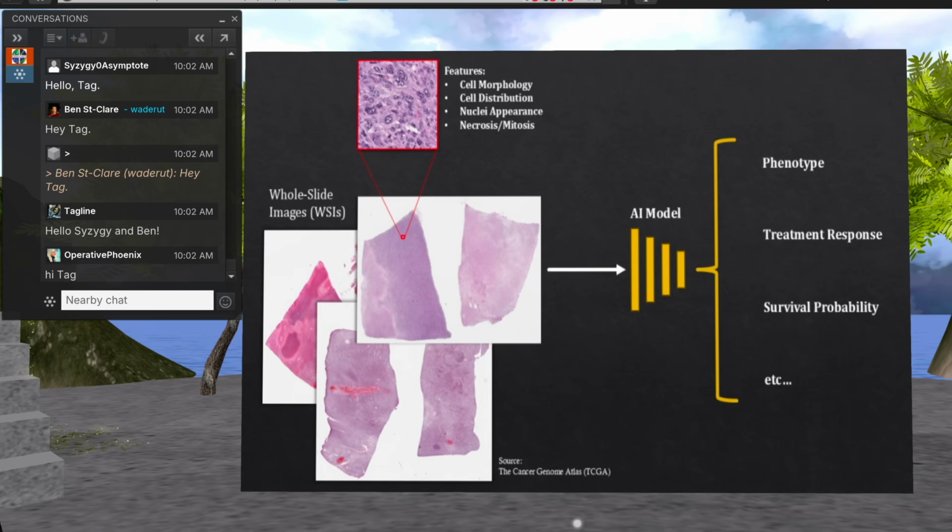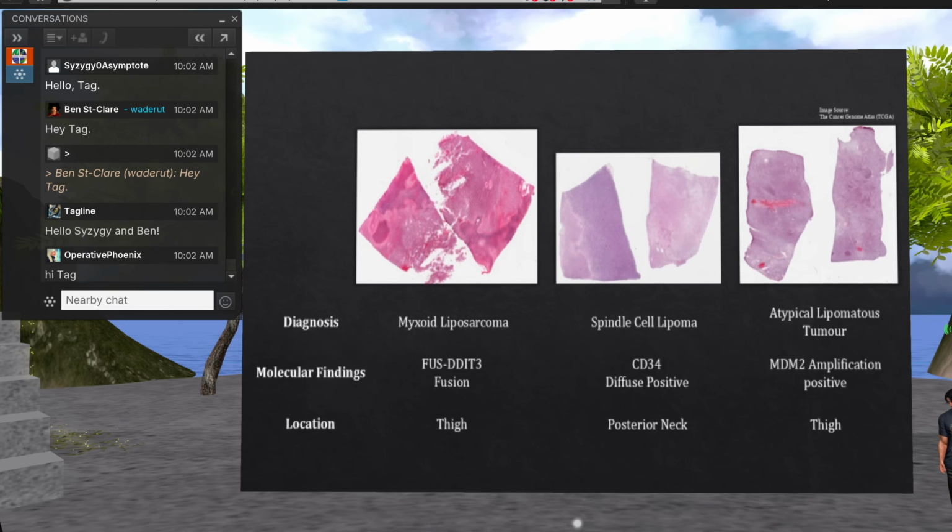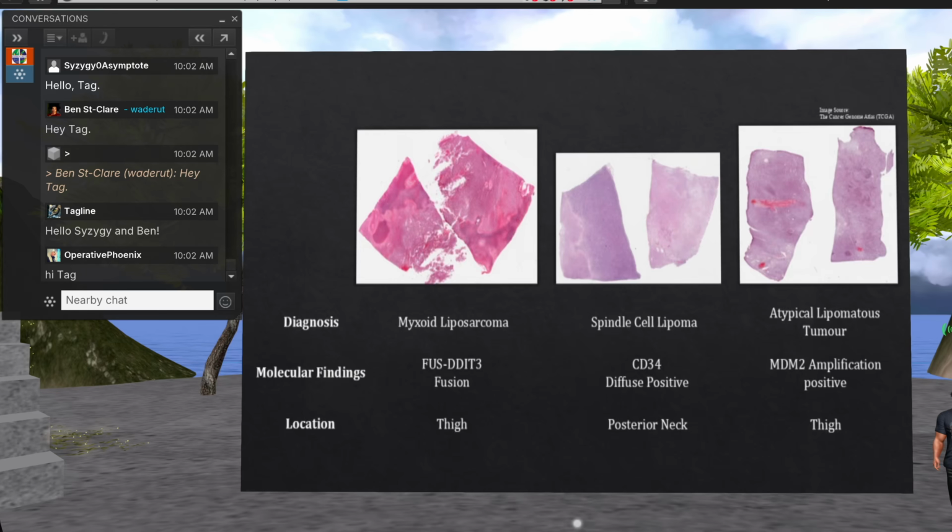Now, for my research to work, what we need at the base level is some sort of labels for these images. So for these slides that are scanned, we basically need the basic things like diagnosis. We need to know what location these tissue samples come from, because location can tell us a lot about what the tissue sample looks like, what the cells should look like on a tissue sample.